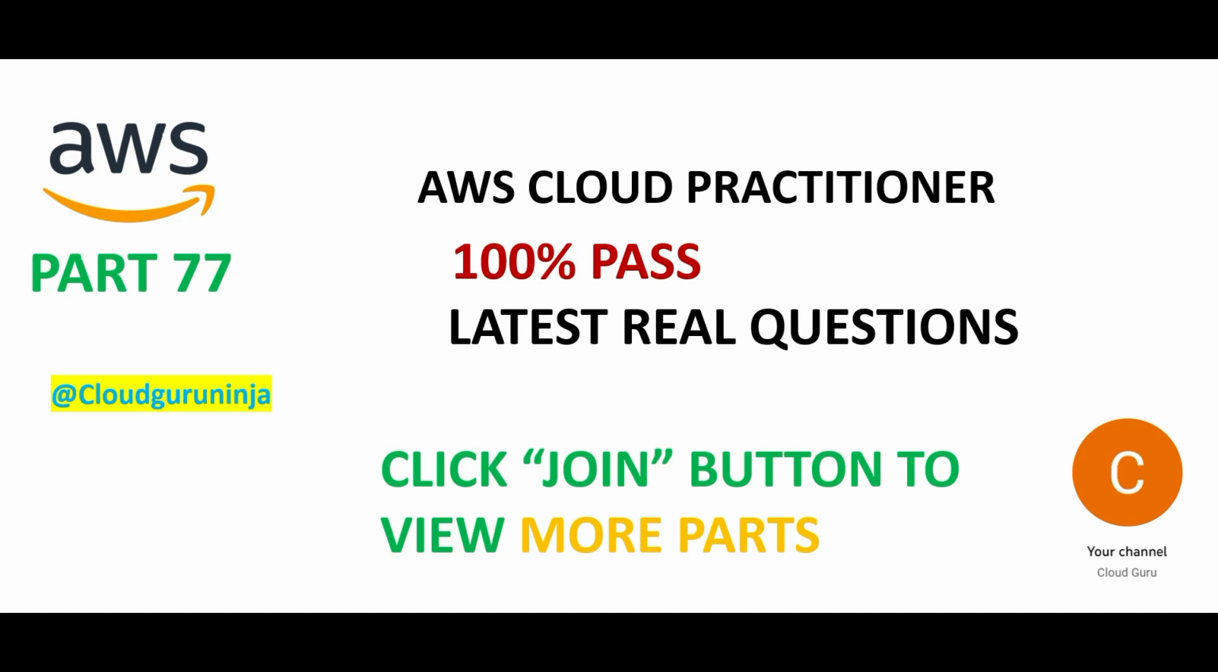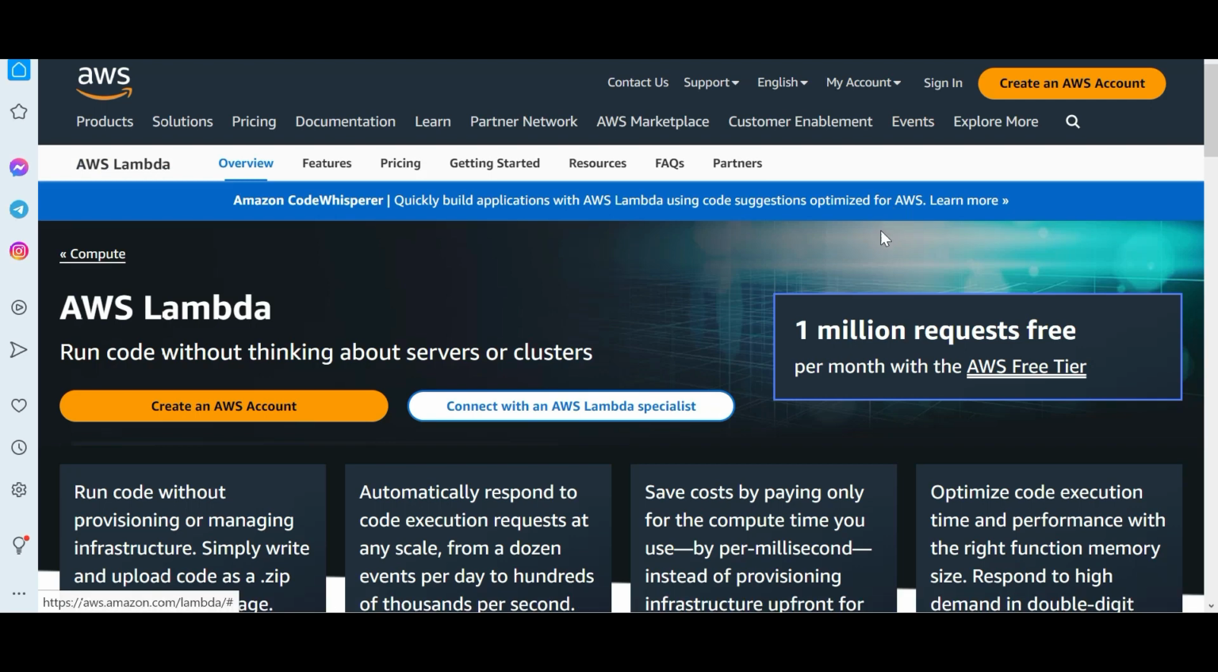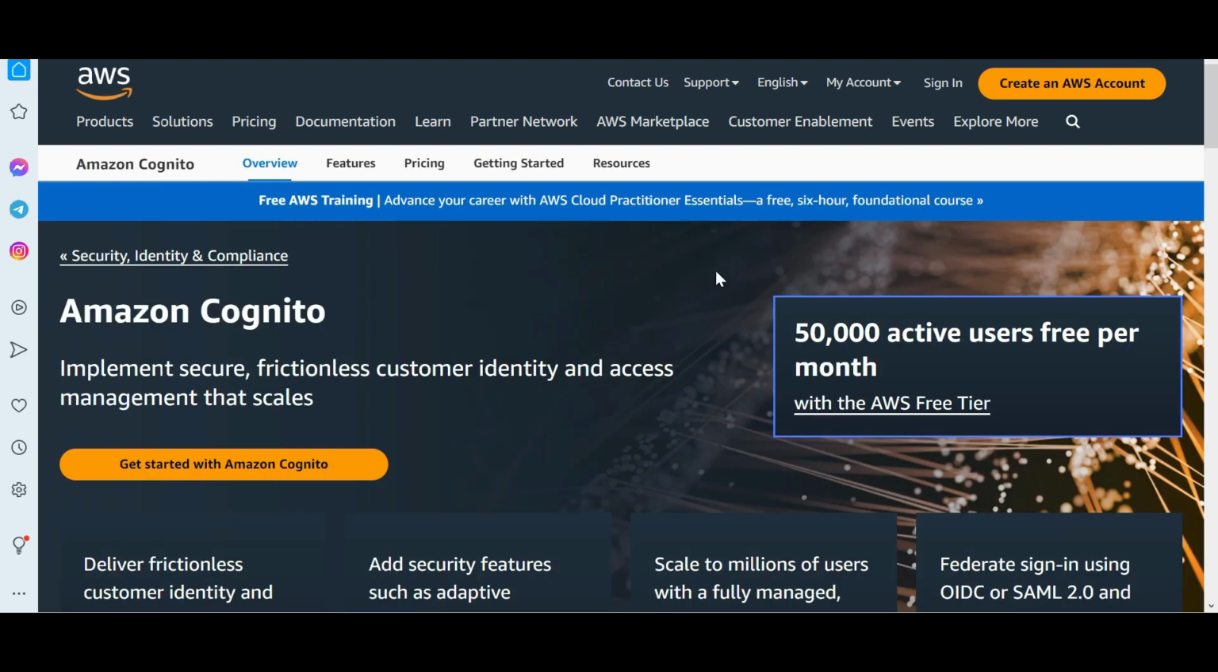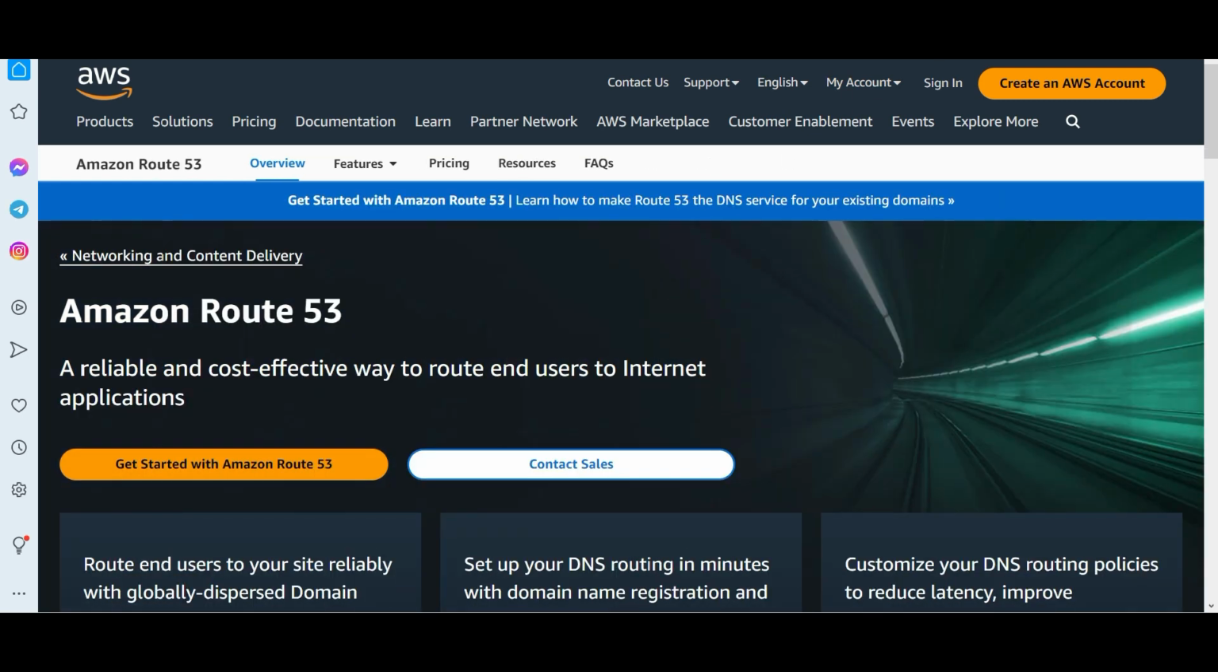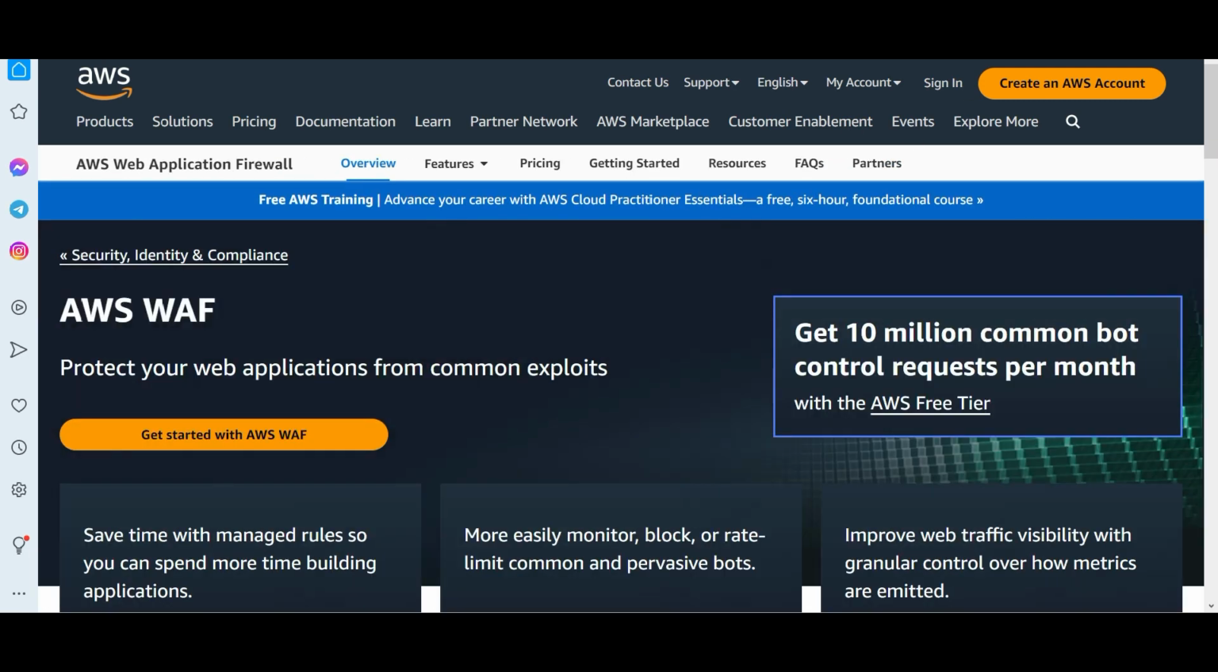Hi, this is part 77. We will look at questions linked with AWS Lambda, which is serverless, Cognito, which is an IAM solution, Athena for analyzing petabyte scale data, Route 53, load balancers, WAF, which is a security solution, and so on.